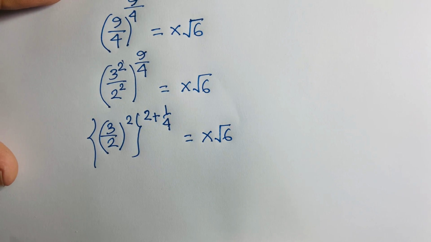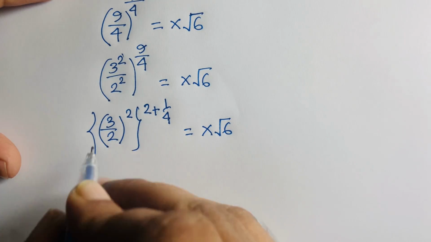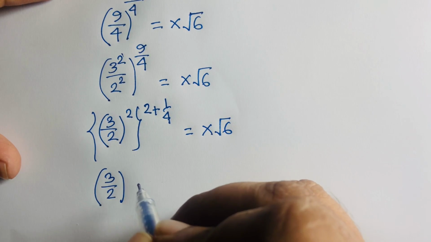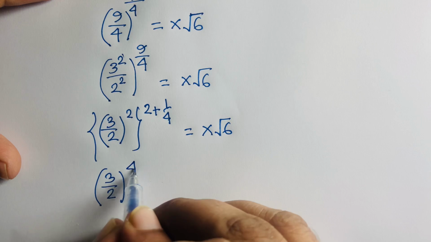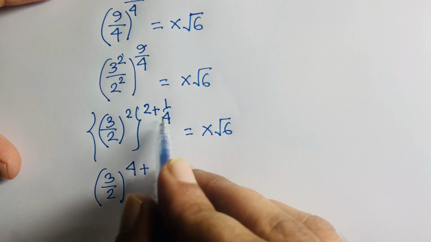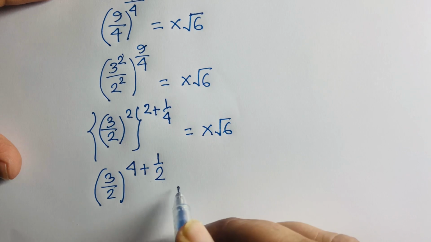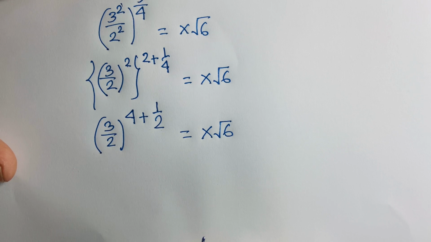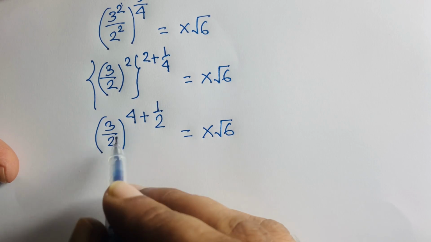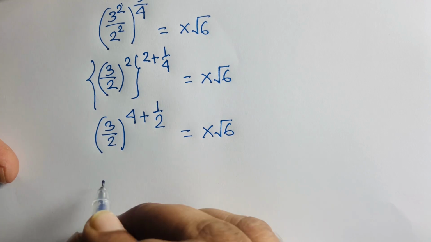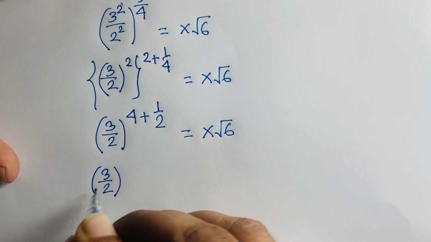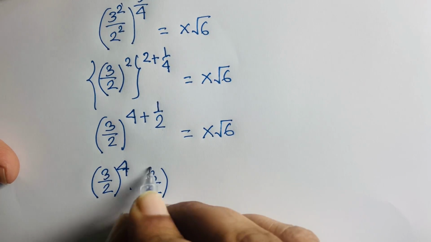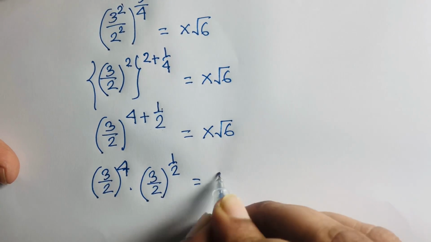Then I can say easily, according to exponential rules, it will be (3/2) to the power of 2 times 2, which is 4, plus this 2 times 1/4, which is 1/2. So it is (3/2)^(4 + 1/2) is equal to x√6. Then, again by exponential rules, this becomes (3/2)^4 times (3/2)^(1/2) is equal to x√6.